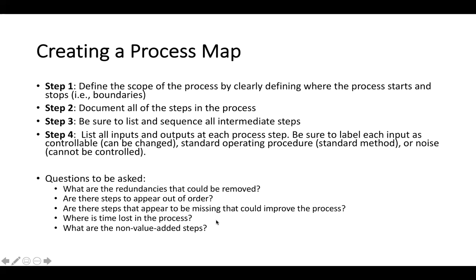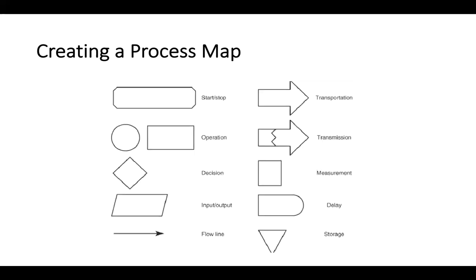How much time we have lost in the whole process, and what are some of the actions or operations that are value added, and what are some that are not value added? These are some of the symbols or notations that are used to develop a process map.